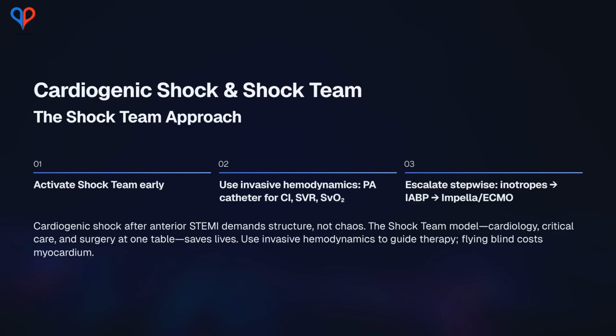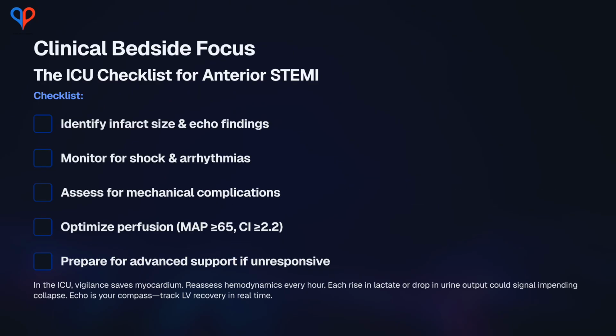Rather than a series of uncoordinated individual decisions, the shock team approach creates an organized algorithm for support, weaning, and evaluation for advanced therapies. Invasive hemodynamic monitoring plays an important role in these complex cases. While non-invasive blood pressure and echocardiography provide key snapshots, a pulmonary artery catheter can deliver continuous, quantitative data on cardiac index, pulmonary artery pressures, pulmonary capillary wedge pressure, systemic vascular resistance, and mixed venous oxygen saturation.